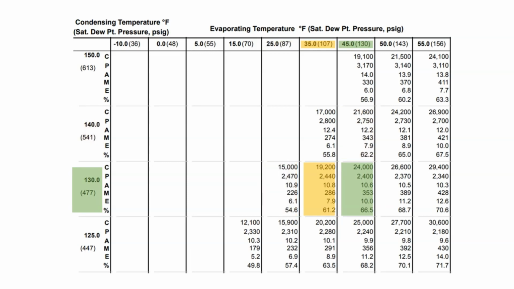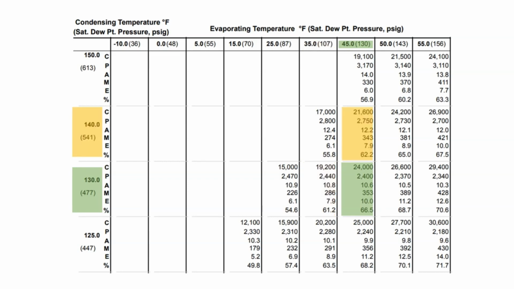Let's look at what would happen if our suction pressure drops slightly, possibly from a dirty filter or a low load condition in the space. If the temperature and pressure drop to 35 degrees and 107 psig on the suction side, the capacity drops to 19,200 BTUs per hour at 10.8 amps, and the mass flow drops to 286 pounds per hour. So we lost 4,800 BTUs per hour by losing 10 degrees of temperature on the evaporator coil. That is a 20% capacity loss, and the compressor still is within its operating envelope.